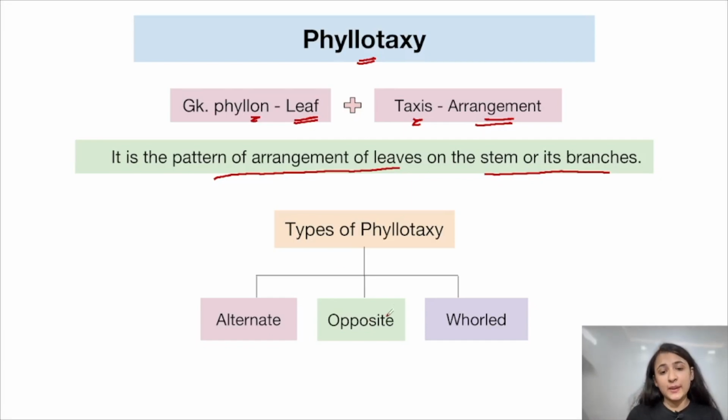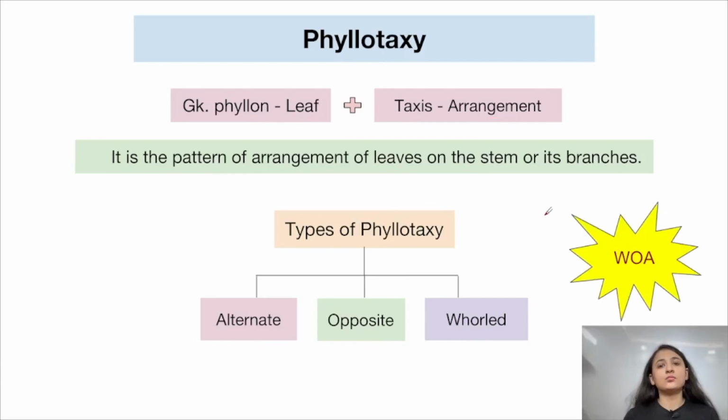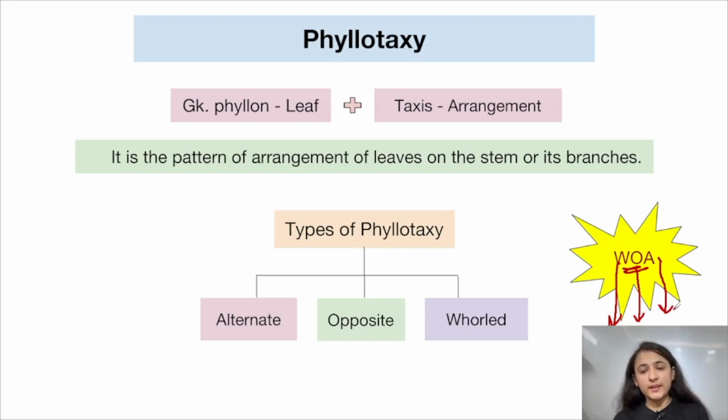Phyllotaxy is of three types: alternate, opposite and whorled. Now a very simple mnemonic to understand and learn all these three terms. Okay, the types of phyllotaxy: whoa, like whoa. You can remember these three terms using this mnemonic, because W means whorled, O means opposite, A means alternate. Okay, so whorled, opposite, alternate.